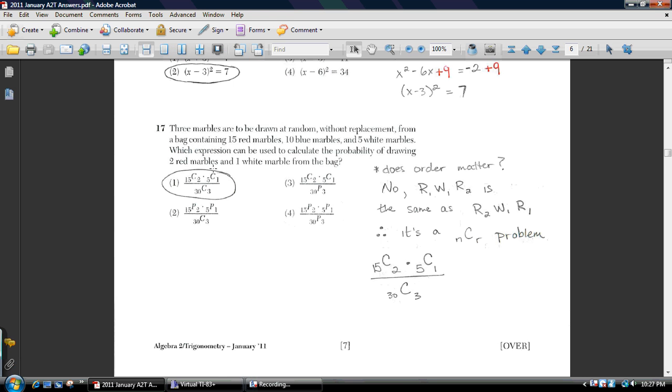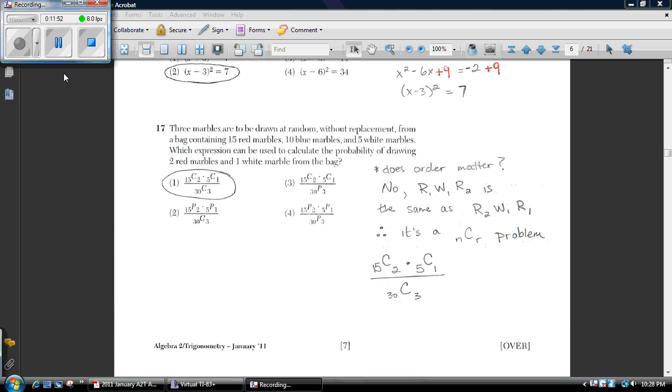Because each time you reach into the bag, it's an independent event. Whenever you have independent events happening within the same problem, you multiply. That's how we get the top. This is the total number of ways that you could pull 2 red marbles and 1 white marble. 30C3, that's the total number of ways you could pull 3 marbles from 30 total. All right, so that's why I chose choice 1.